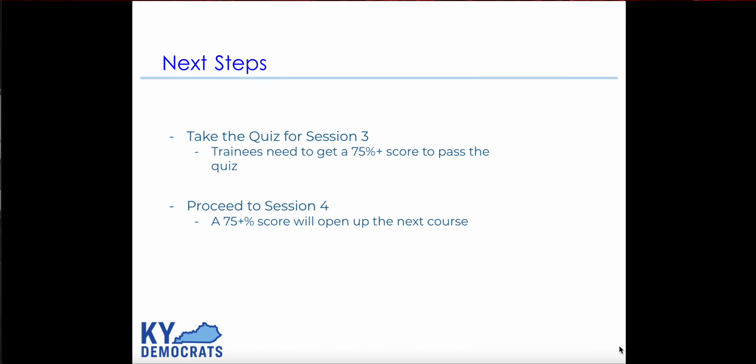With that, we're going to wrap up and let folks move on to the quiz. Like all the other quizzes, folks need to pass with a 75 or higher grade. Once they've done that, they'll be able to move on to session 4. As long as you get a 75 or higher, it will open up the next session for you.